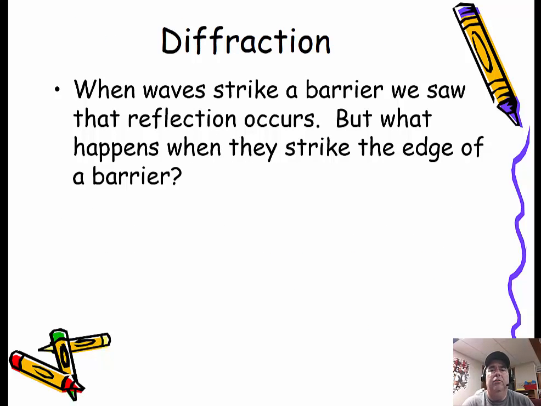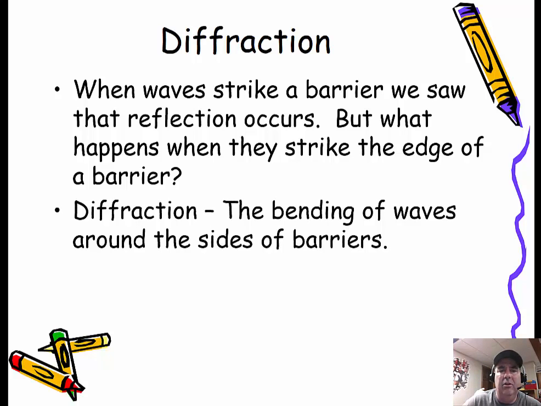Sometimes waves are going to strike the edge of barriers. Okay, but what happens when it strikes that edge? Well, that's going to be diffraction. Reflection happens when it strikes a surface and bounces back, but when a wave strikes a surface at the edge of that barrier, that's diffraction. That's the bending of a wave around the side of a barrier.